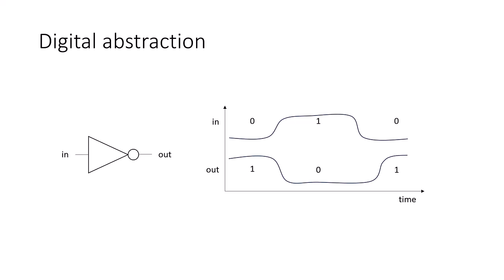The digital abstraction is key to harnessing the power of electronic circuits in order to perform the mathematical operations that define computing.